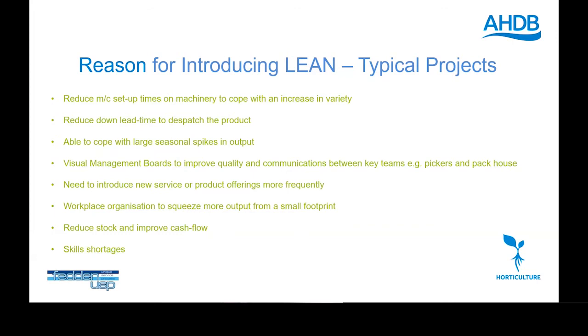Visual management boards. One of the techniques that we'll take you through is how do you improve the communications within the business? It might well be that you've got several different functions within the business itself. A typical one is a breakdown in communications between the pack house and the pickers. So the pickers are picking things that are not the right quality. They're trying to put too much product into the packaging and picking too big a product, say, for example, and that's causing problems in the pack house where they're trying to squeeze too big a product or too much product into the wrong quality product. They're having to spend a lot of time sorting it through.